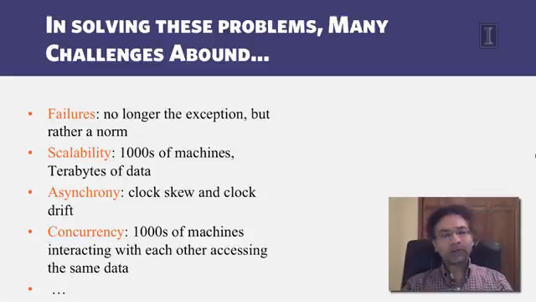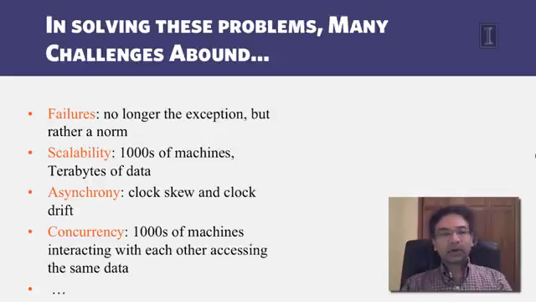When we solve these problems, we need to be aware of several features that are true in the distributed systems underneath, and we need to design for these features. Failures are no longer the exception, but rather a norm. As we've discussed before, when the scale of your system grows, failures become very, very common. When you have thousands of machines and terabytes of data, we need to be able to scale. Any algorithm you design for a distributed system needs to be able to scale very well to many, many machines and very large amounts of data.